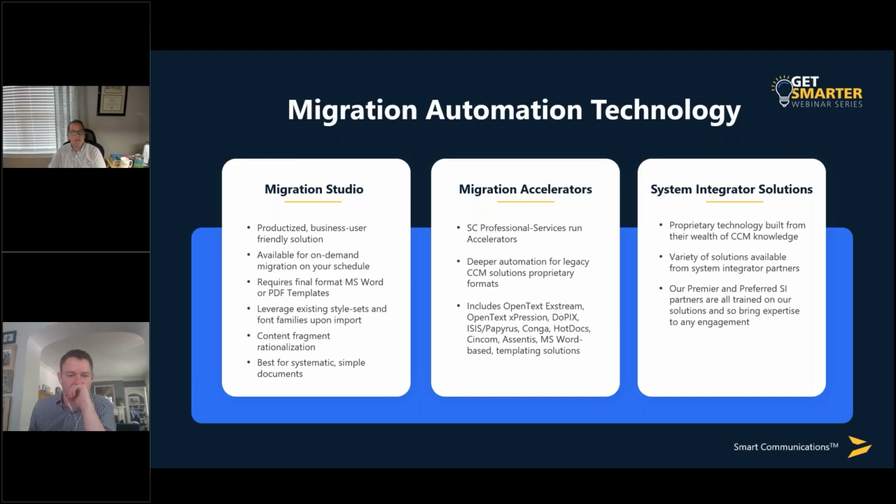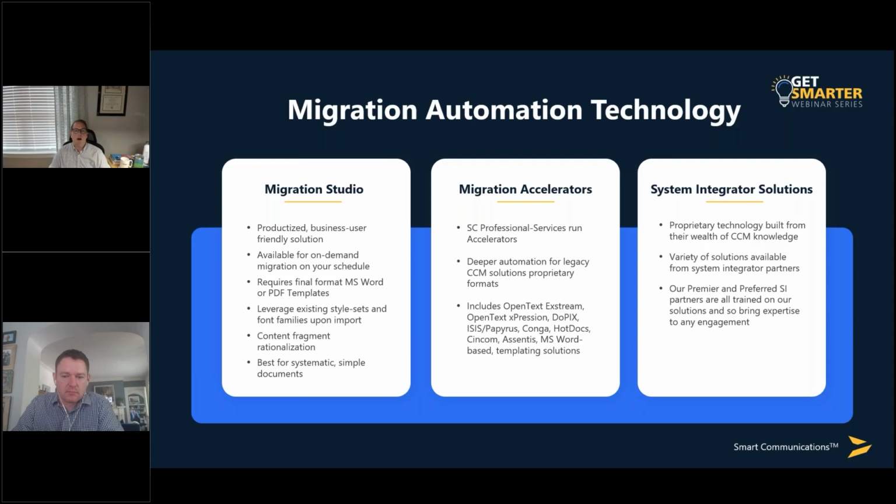Another way is taking your legacy template formats, whatever that might be. Hopefully it's in an XML format, which makes it easier to migrate to the SmartCOMM XML format. But if it's not, there are other ways you can accelerate that migration. But looking for our professional services team to provide you with accelerators, so utilities that we've built over the years, and we'll talk more about those in a moment.